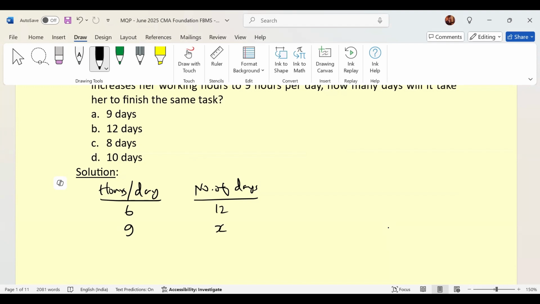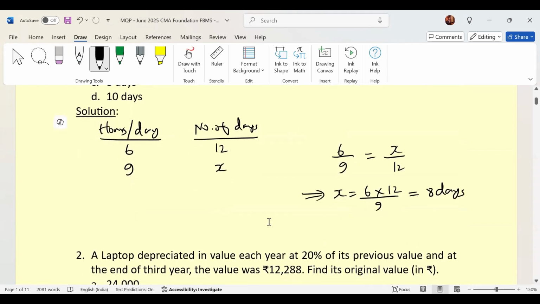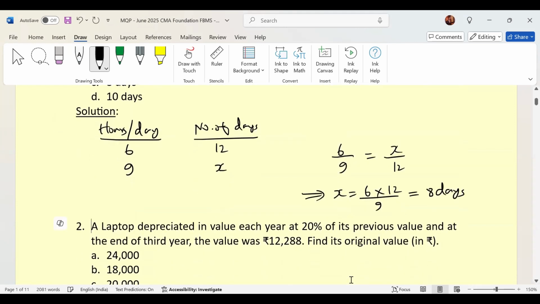When the hours increase, the number of days will decrease, which means it is inversely proportional. So we can write 6 by 9 is equal to, inversely, x by 12. That means x will be 6 into 12 by 9. That becomes 8 days. That will be the solution, option C. Let us move on to the next question.